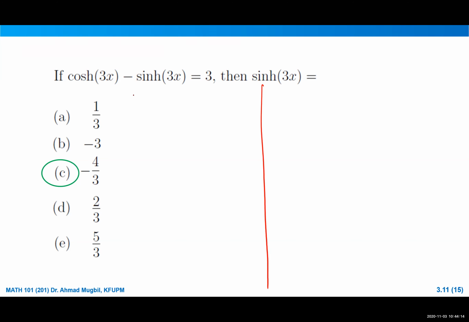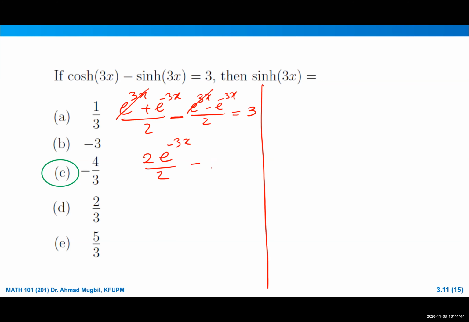Let's do what Nawaf did. Nawaf used the definition. So Nawaf said this will be e to the power 3x plus e to the power negative 3x over 2 minus e to the power 3x minus e to the power negative 3x over 2 equals 3. Now, if you combine and simplify this expression, what will you have? This will be cancelled because of the negative here. So you will have minus minus, it will be plus. It will be 2 e to the power negative 3x over 2 equals 3.